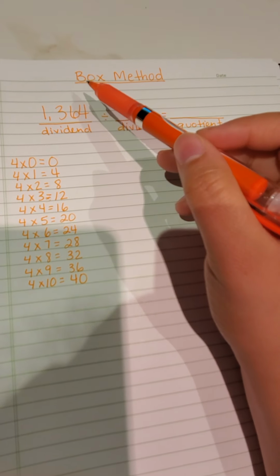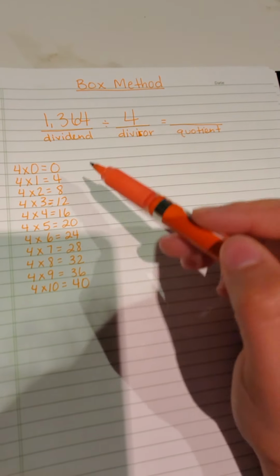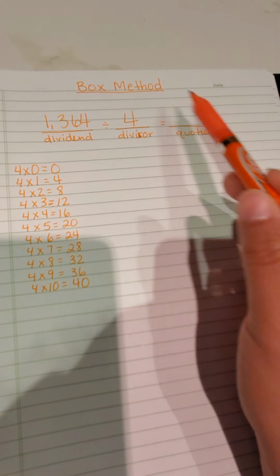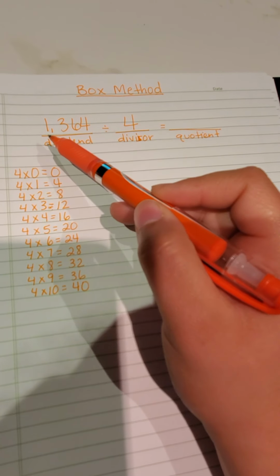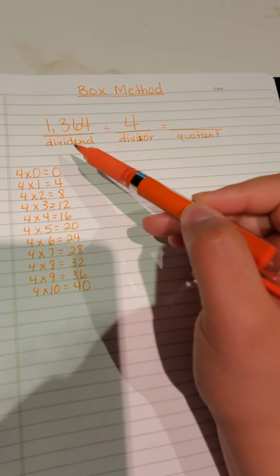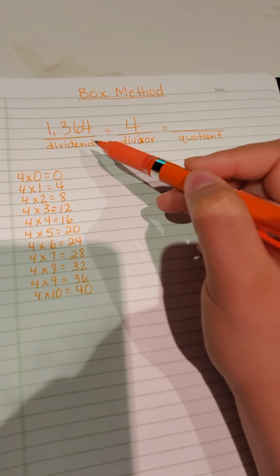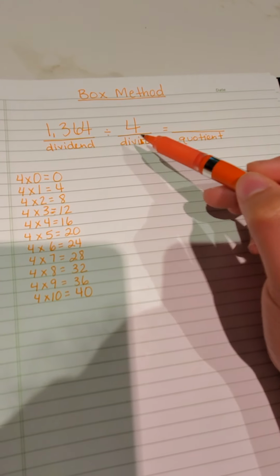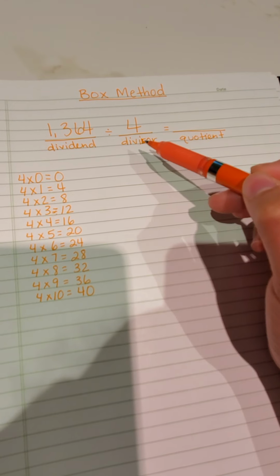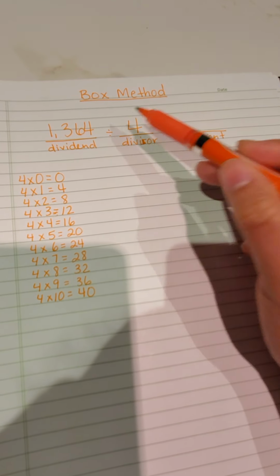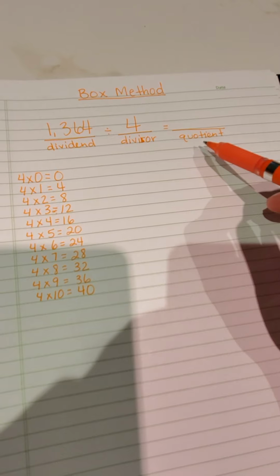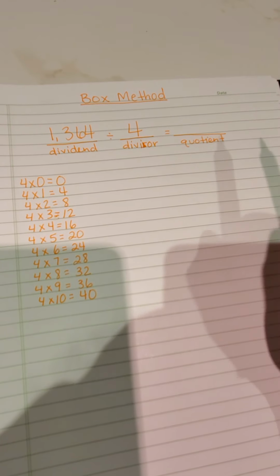Alright guys, now I'm going to show you how to divide using the box method. We have our equation here. We have our dividend, which is 1,364. This number is the number we're dividing. Then I have my divisor, which is 4. This is how many equal groups I have. Then I have my quotient, which is telling me how much I have in each group.